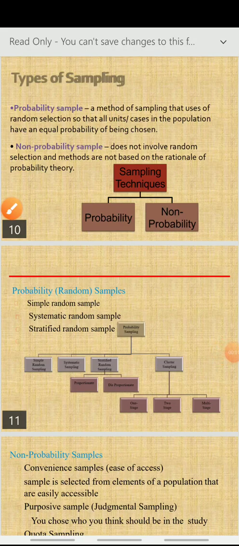So, hello students. We'll continue our sampling topic. Our topic would be types of sampling. Sampling is of two types: probability sampling and non-probability sampling.